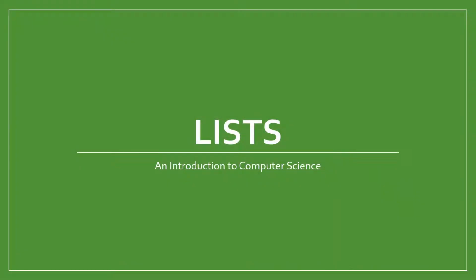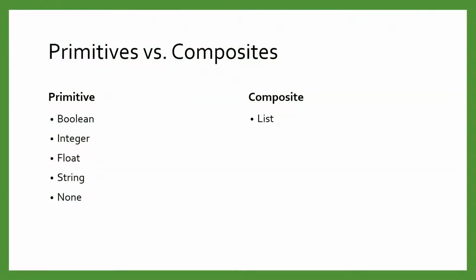Let's learn about lists. We have learned about 5 primitive types: booleans, integers, floats, strings, and the special value none. Python actually has many more types, which are called composite types. Composite types are named because they are composed of other types, unlike primitive types.